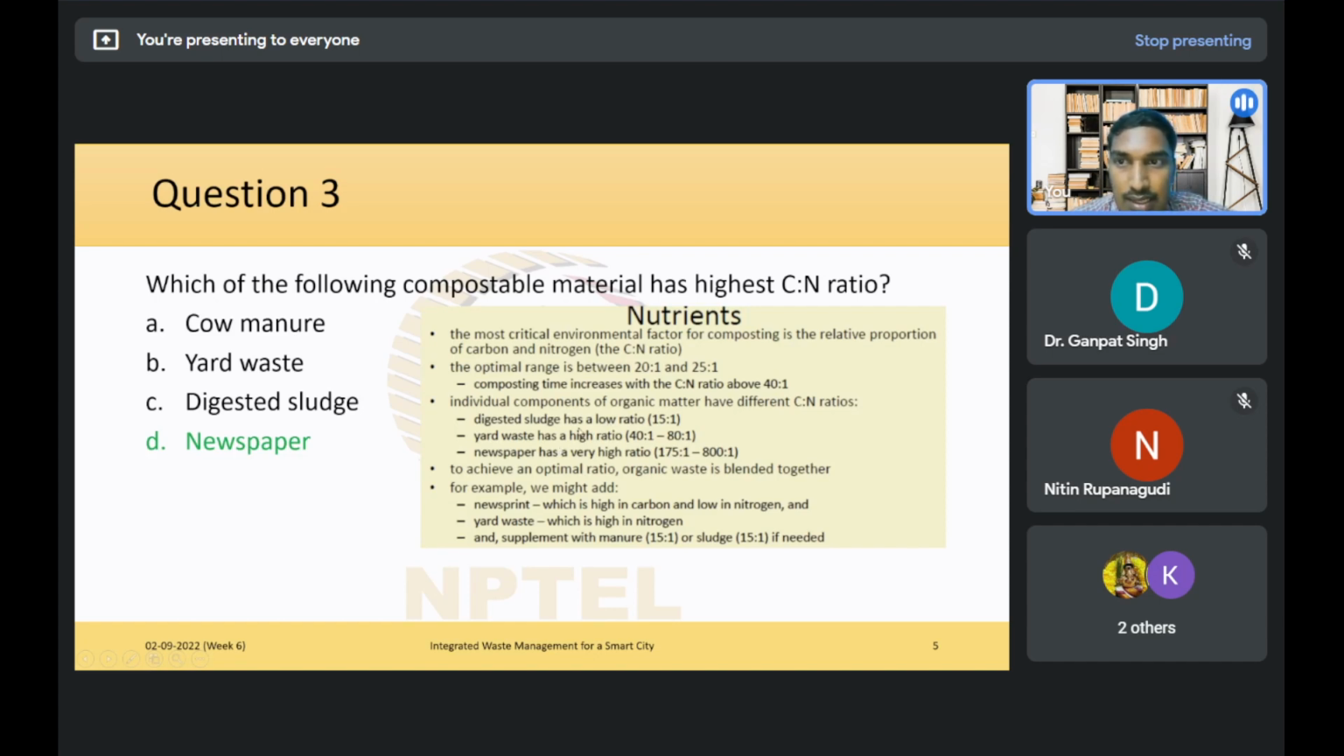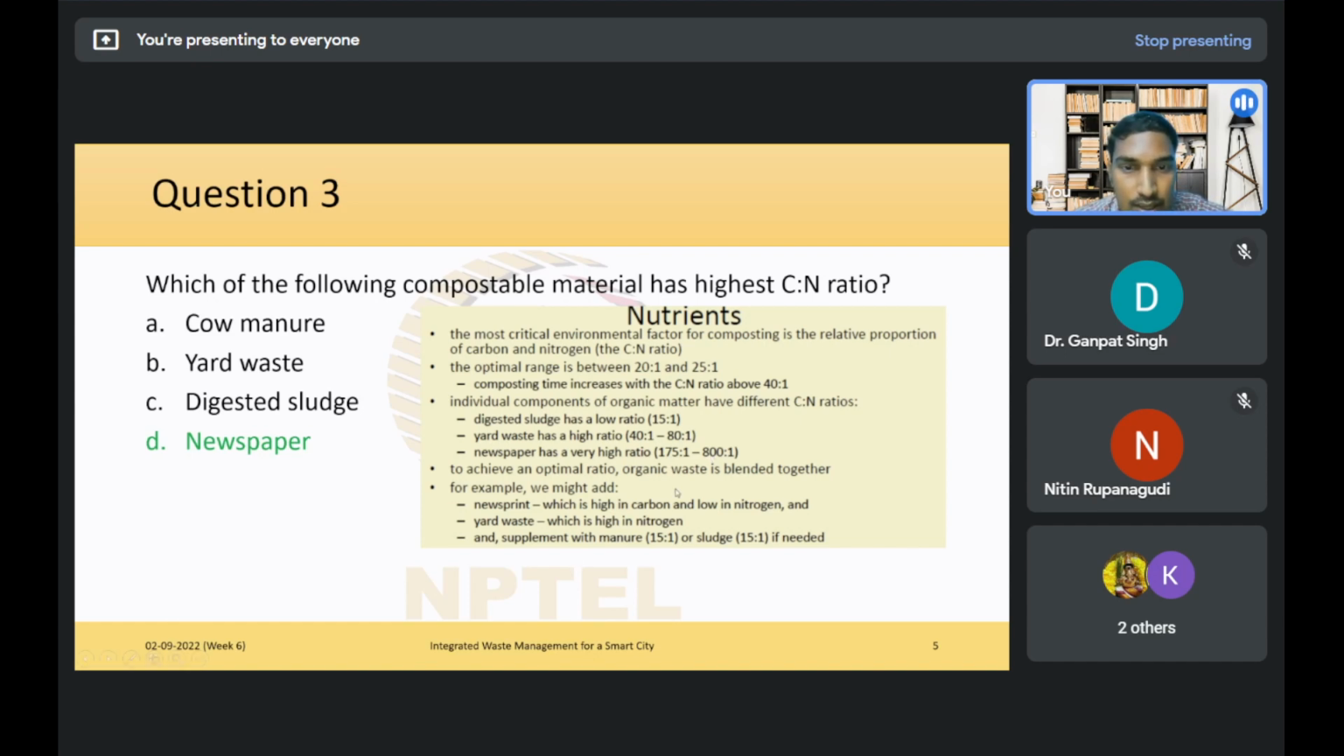So we saw that the digested sludge has one of the lowest ratios of 15 is to 1, whereas the yard waste has a relatively high 40 is to 1 to 80 is to 1, but it is not as high as in the case of newspaper, which has a range of 175 is to 1 to 800 is to 1. So it has a very high ratio of carbon to nitrogen.